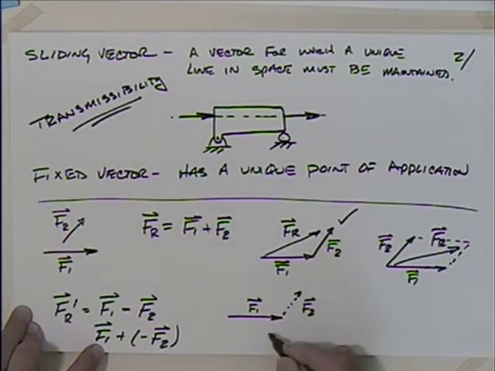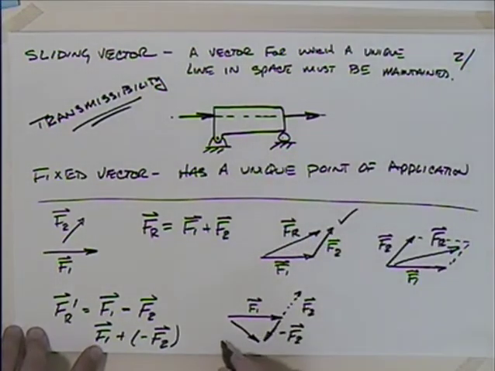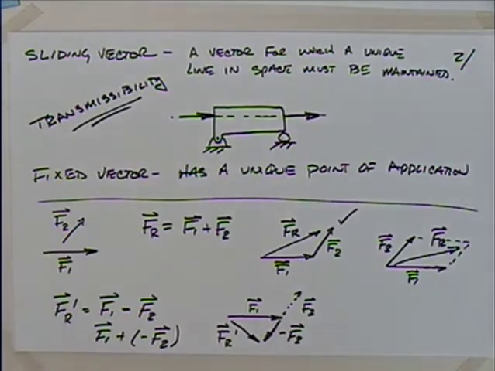So if I flip this, I would have minus F2. It's pointing the opposite direction. And I could say then, adding those tip to tail, that this is F sub r prime. Okay? So you can add vectors, you can subtract vectors, and subtracting is really just adding the negative graphically.